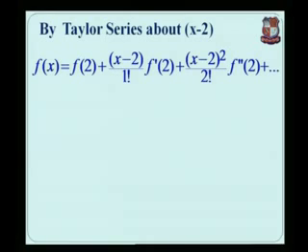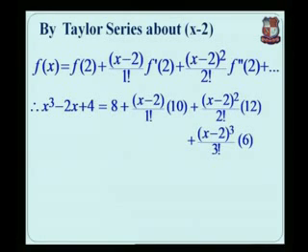So f(x) is equal to f(2), that is 8, plus (x minus 2) by 1 factorial, the value of f'(2) is 10, plus (x minus 2) square by 2 factorial, f''(2) is 12, plus (x minus 2) cube by 3 factorial into 6, plus all the terms after the third power are 0, because we know the polynomial is of power 3, so the fourth derivative is 0.